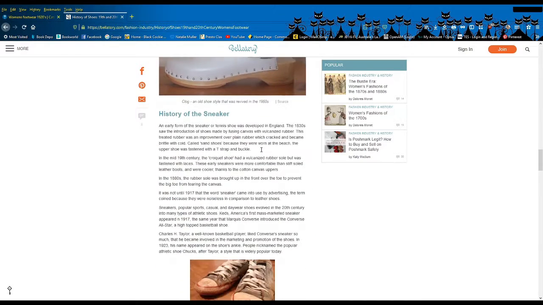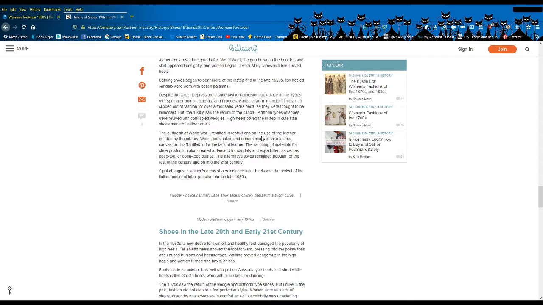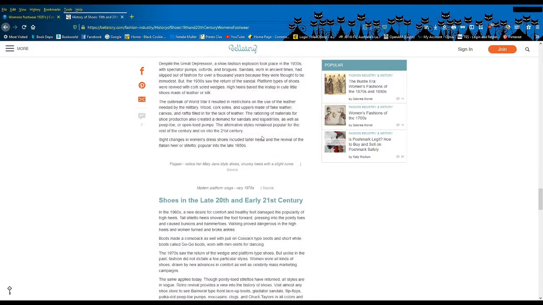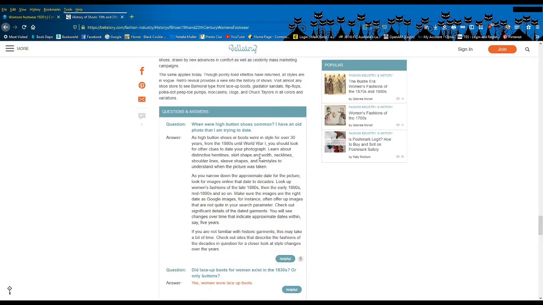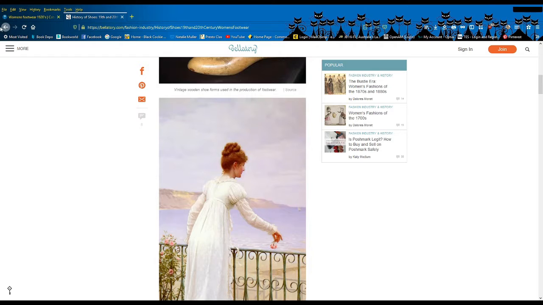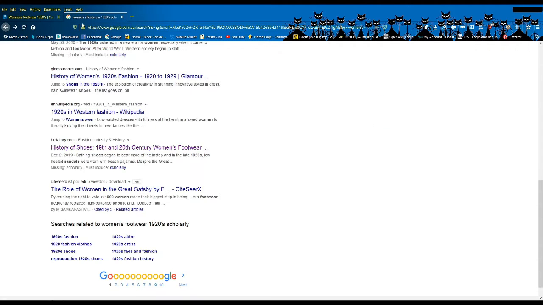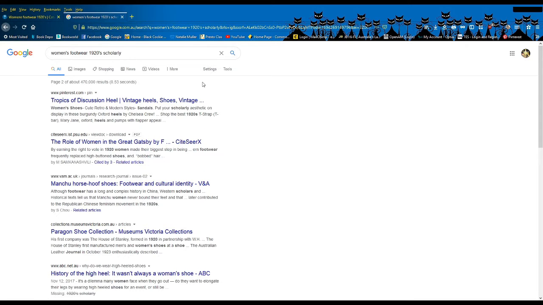really help. Again, this is another one that I didn't spend too much time on, because there was a bit of advertising on it. It wasn't so useful. It had modern shoes, not just the 20s ones, but it was more contextual. Now, this is all on the first page. Most people don't leave the first page.